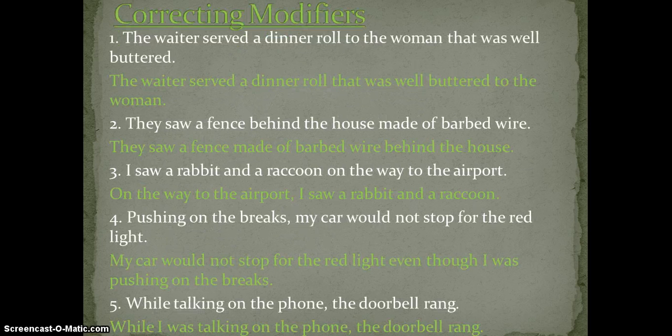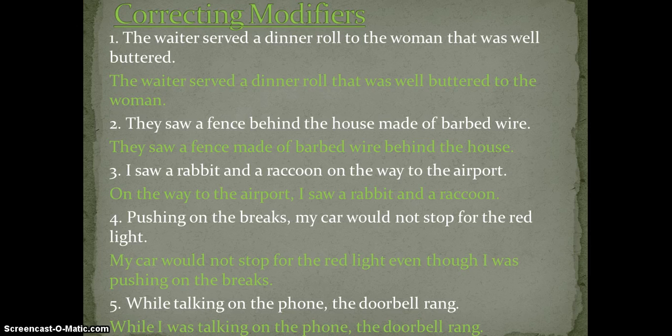We have, "The waiter served a dinner roll to the woman that was well buttered." This doesn't make sense. The woman is well buttered. So once again, we have a misplaced modifier. To fix it, we have to move the well buttered next to what was well buttered. In this case, it is the dinner roll. So to correct this sentence, we have, "The waiter served a dinner roll that was well buttered to the woman."